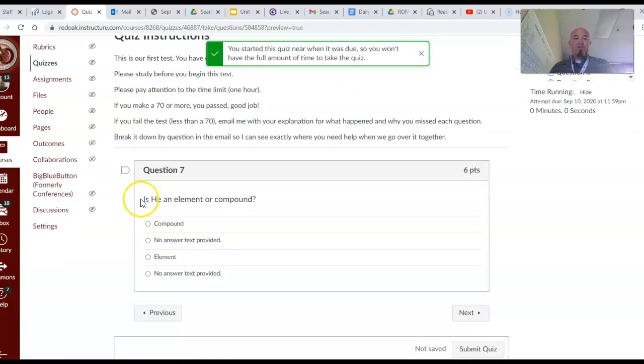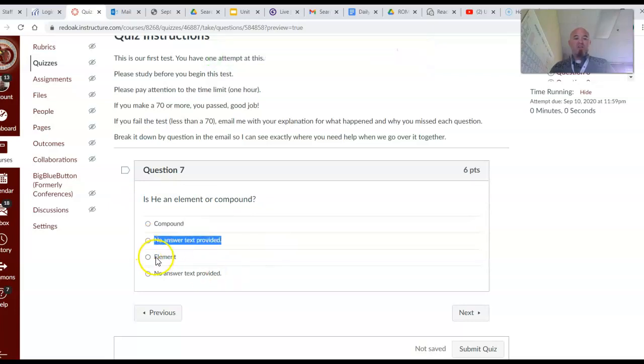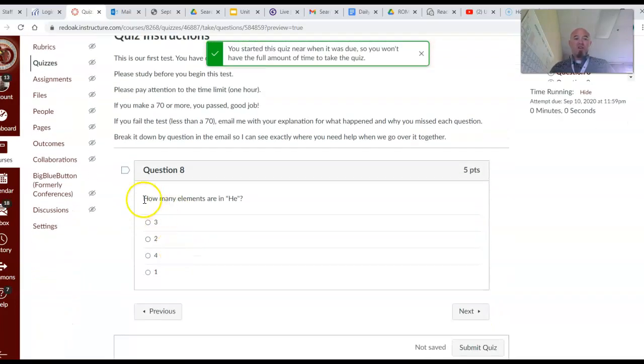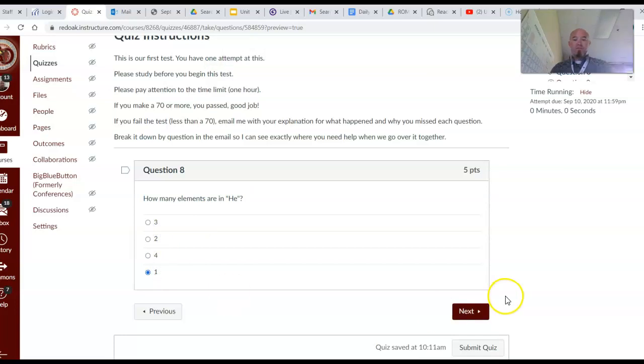Question 7. Is He an element or a compound? Compound? No answer. Element? Or no answer. Question 8. How many elements are in He? Are there 3, 2, 4, or 1?